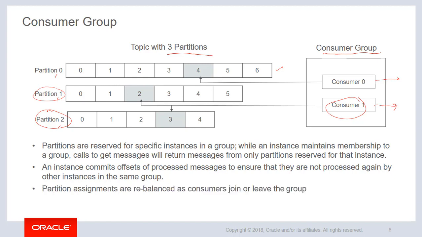Makes sense. And then partition assignments are rebalanced as consumers join or leave the group. So if you add more consumers, if there's a failure, or if this consumer goes away and another consumer joins this group, we do a rebalancing. This is something which is done by the service, and so it's a really nice feature to have.